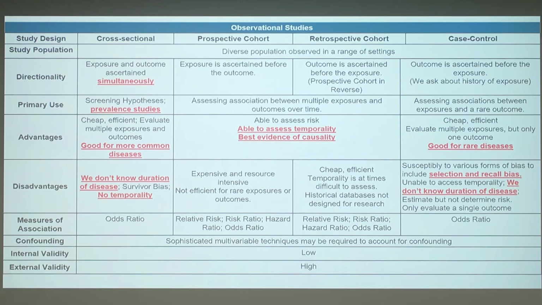And here's a summary of the different aspects of the observational studies I just mentioned, in terms of the study population. We talked about the directionality, the uses and what they're measuring, including the statistical applications. We talked about all of these in the stats lecture. The advantages and disadvantages of each. And so there are unique advantages and disadvantages of each.